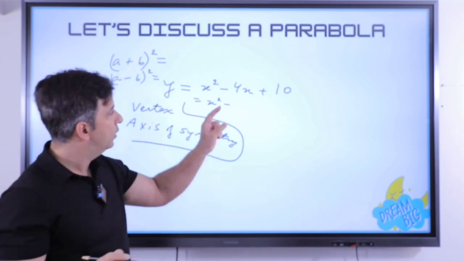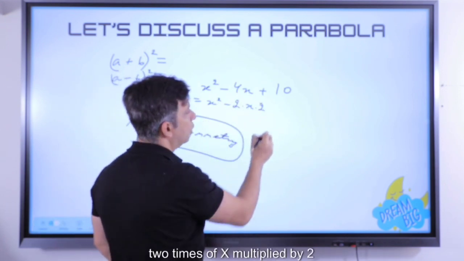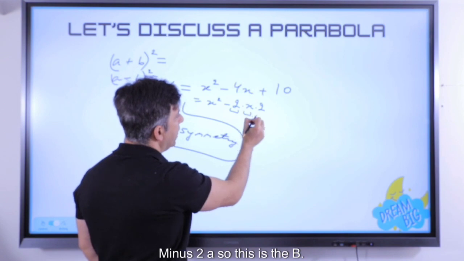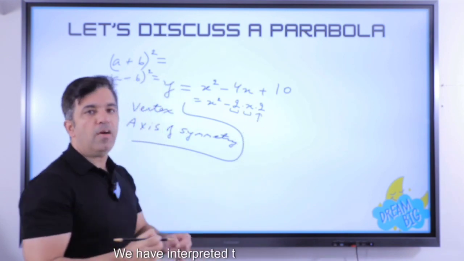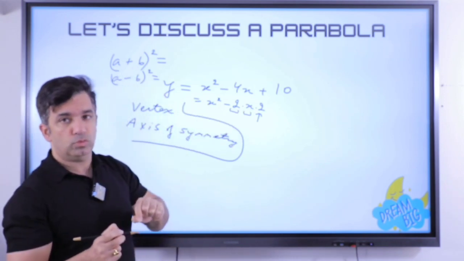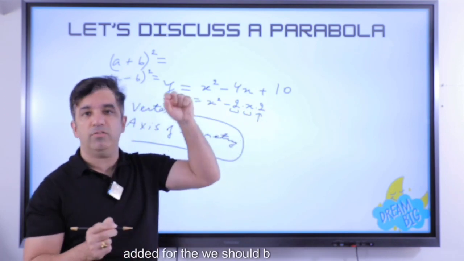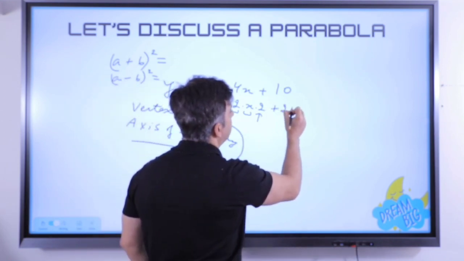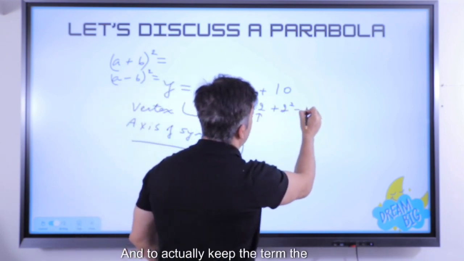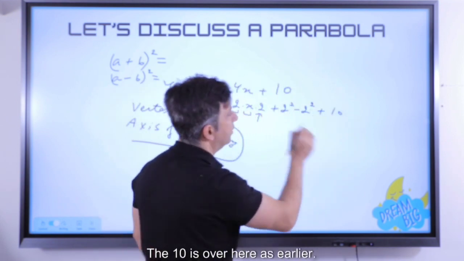So we just have to interpret what the value of b would be, so that we can complete our square. Can I write this minus 4x as minus 2 times x multiplied by 2? So this becomes a square minus 2ab, and this is the b. The value of b for the square completion in this case is 2. So if I want to complete this square, I should have a b square added just after this. So we'll simply add a b square, and to keep the expression the same, we'll subtract a b square as well. The 10 is over here as earlier.